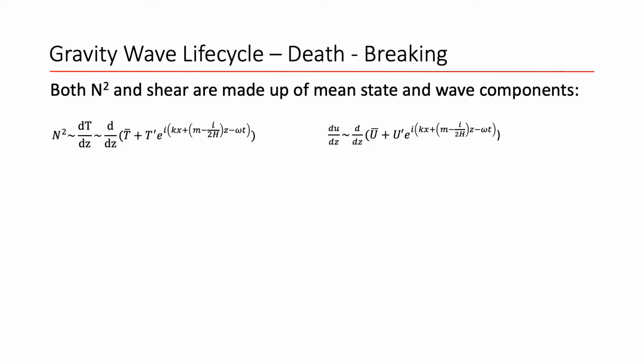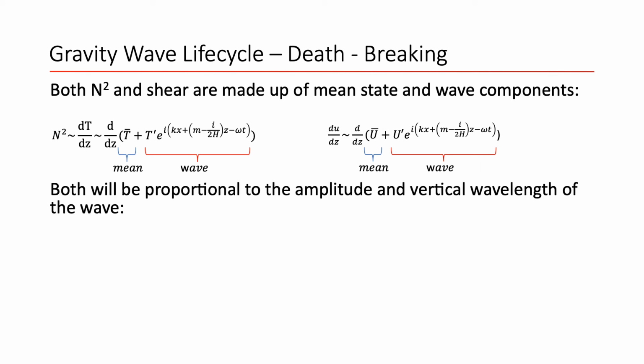So the N squared and the shear term that make up the Richardson number have both mean state and also wave components as well, and you can see they're dependent upon the amplitude but also the vertical gradient of these parameters, which will bring out the m, or the vertical wave number, when you differentiate. So both of these terms will be proportional to the amplitude and the vertical wavelength of the wave.